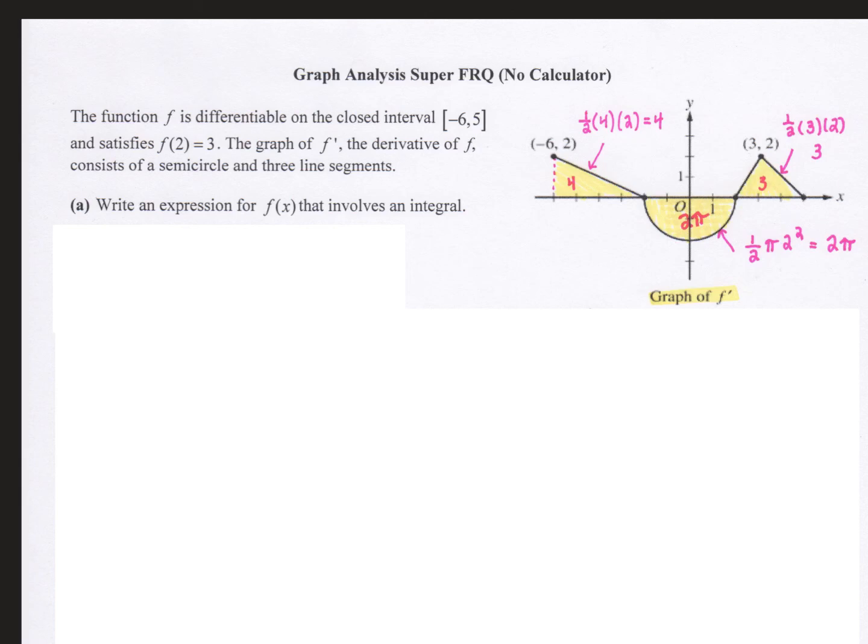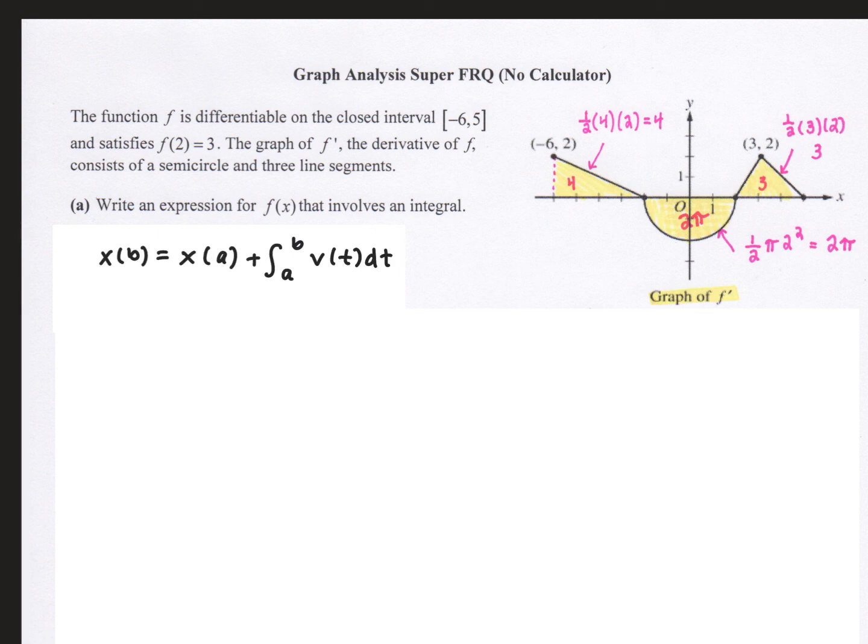This graph analysis super FRQ is designed to show you all the possible questions that could be asked on a free response question. Normally you would get 3 to 4 parts, but not knowing what they are, we just have to prepare for anything. So in this question, I'm given the graph of f prime consisting of segments and a semicircle. And I'm asked to write an expression for f of x that involves an integral.